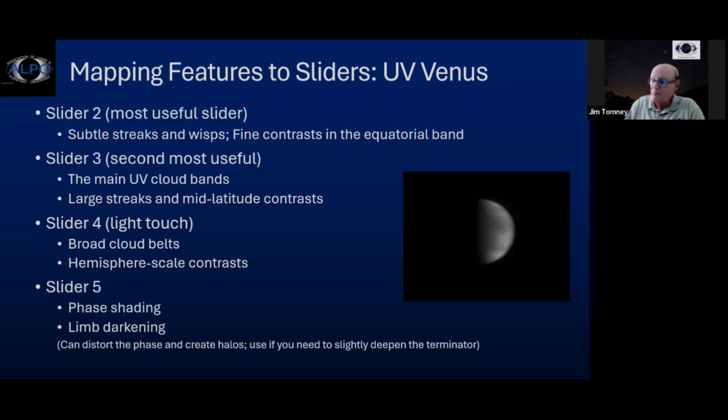Slider 5, you pretty much leave alone. The only use case for slider 5 with a low contrast object might be if you wanted to accentuate slightly the terminator. But again, as we were talking earlier, these large scale, slow wavelets can end up creating halos and that kind of limb banding sort of thing. So you want to, again, be very careful. So with a low contrast object like UV Venus or maybe even Saturn, you may be playing more with slider 2 and slider 3 than slider 3 and slider 4.